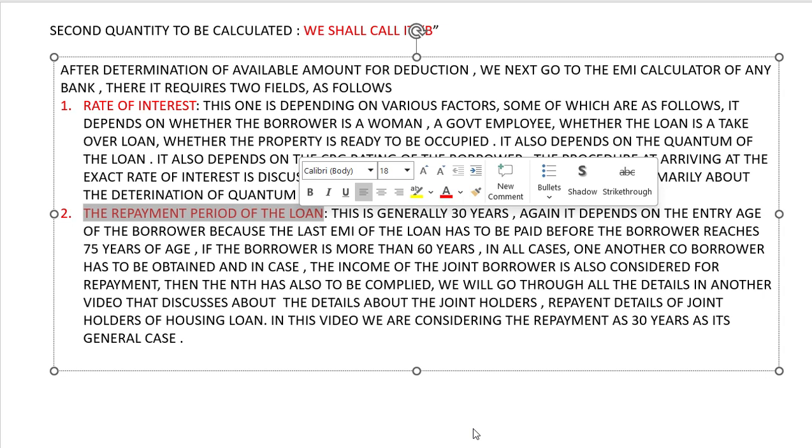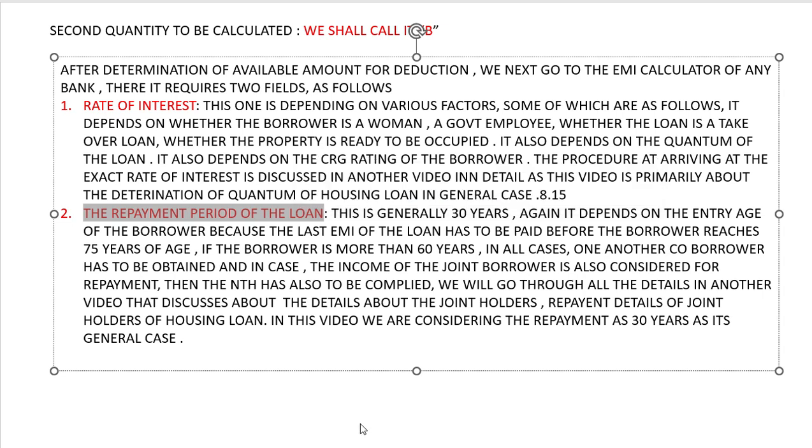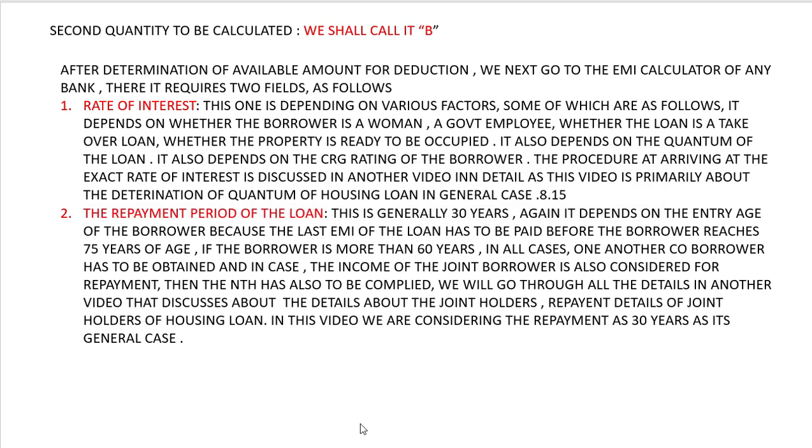We will be discussing in detail the age of the customer while entering, and also ensuring that by the time he reaches 75, the entire loan amount will be repaid, and the things that have to be done by the customer to satisfy all those conditions, in another video. For now we are only considering the repayment period as 30 years. That is the general case. For the explanation of the maximum quantum of housing loan to a borrower, we are considering it as 30 years.